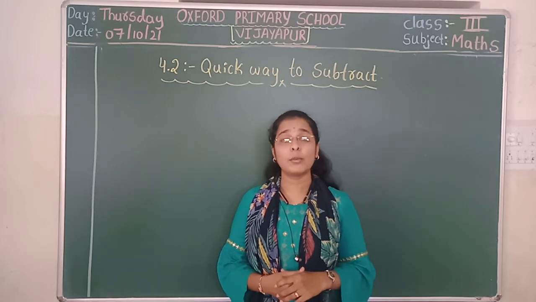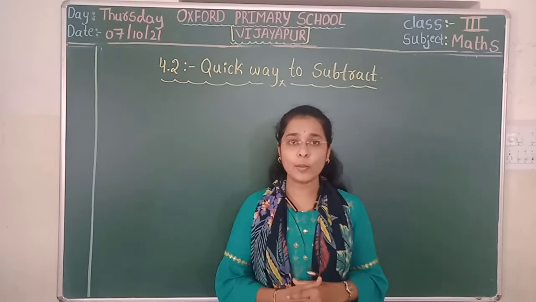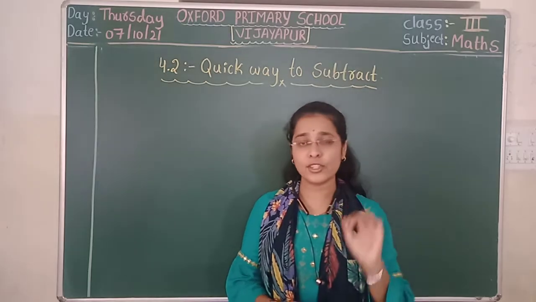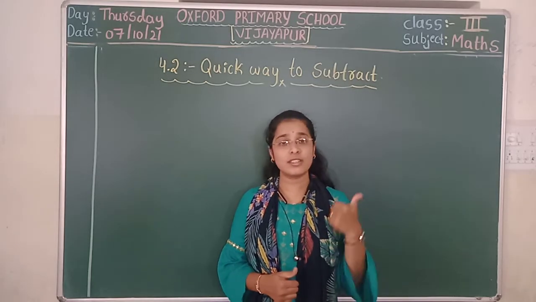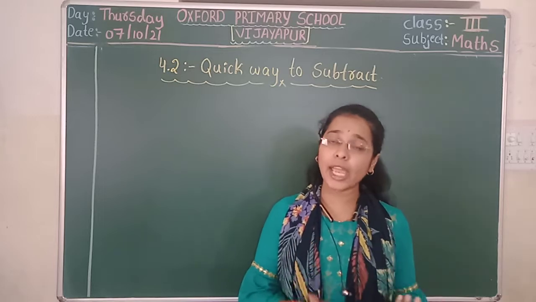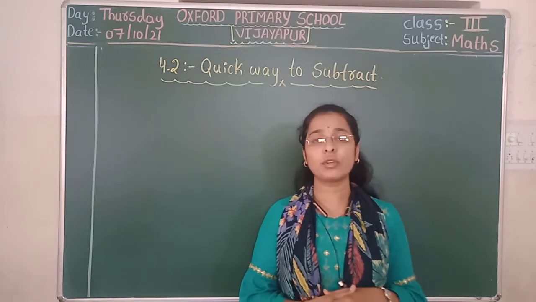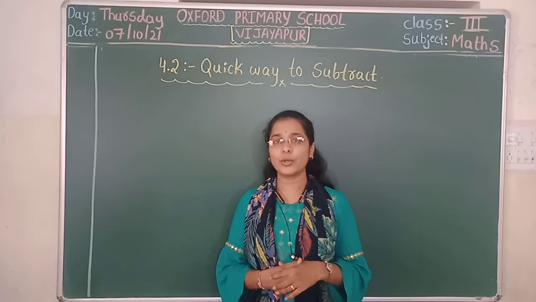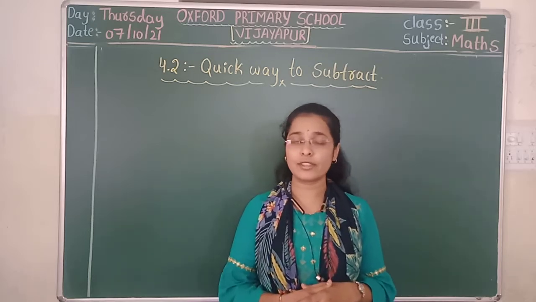Next, about the properties. How many properties of subtraction do we have? We have 3 properties of subtraction. First is the zero property: by subtracting 0 from any number, what difference will we get, children? We will get the number other than 0. We will get a non-zero difference.